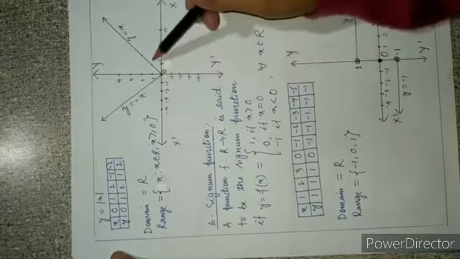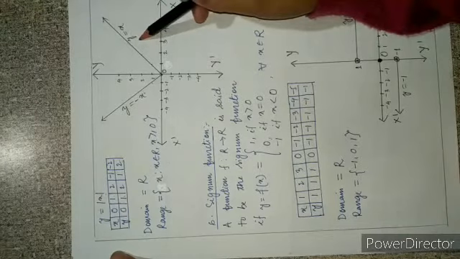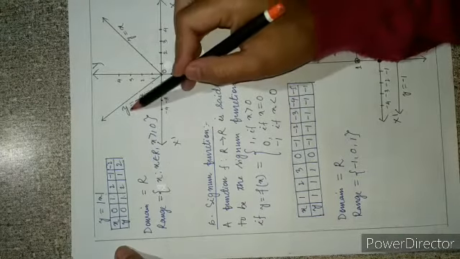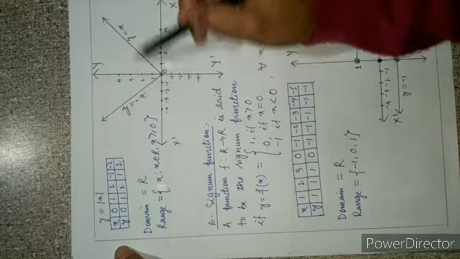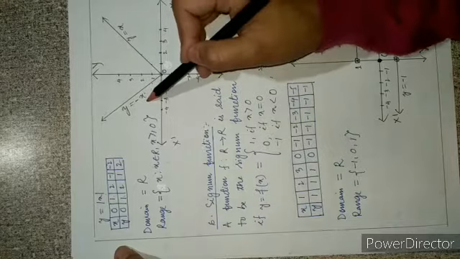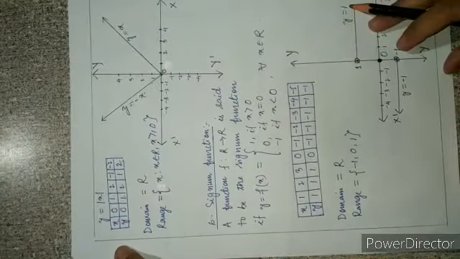This is the graph of y is equal to x, and the graph in the second quadrant is the graph of y is equal to minus x. When x is positive or negative, the graph is like this, and at 0 it meets at the origin.